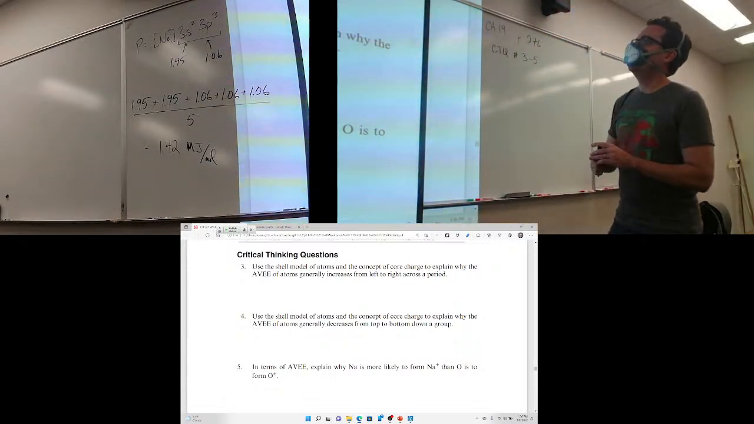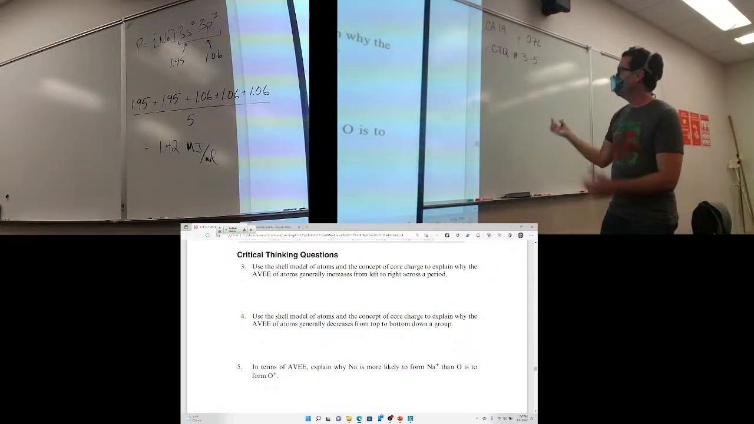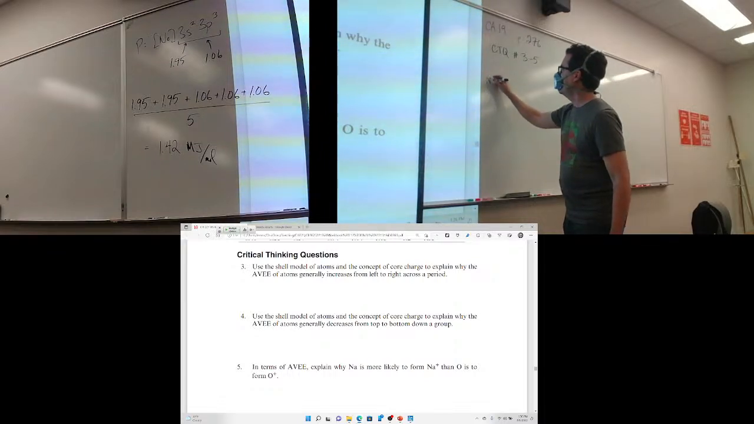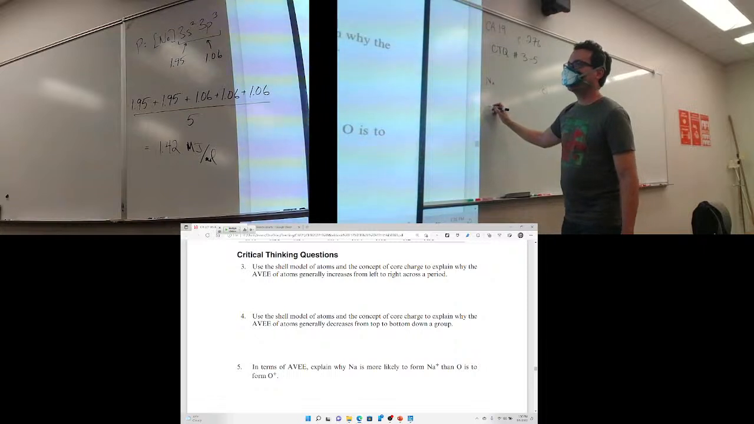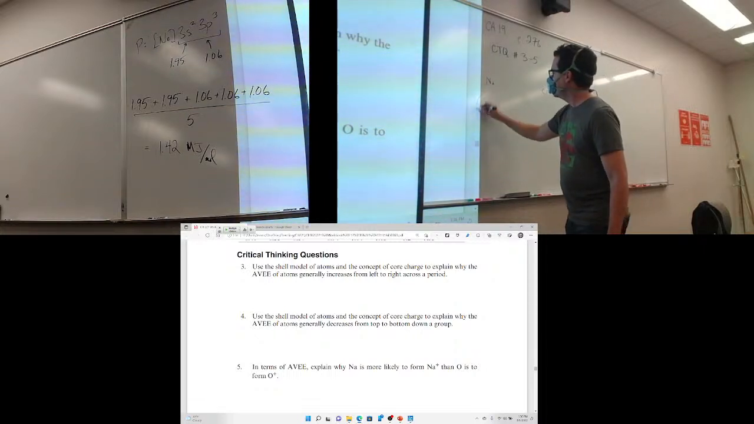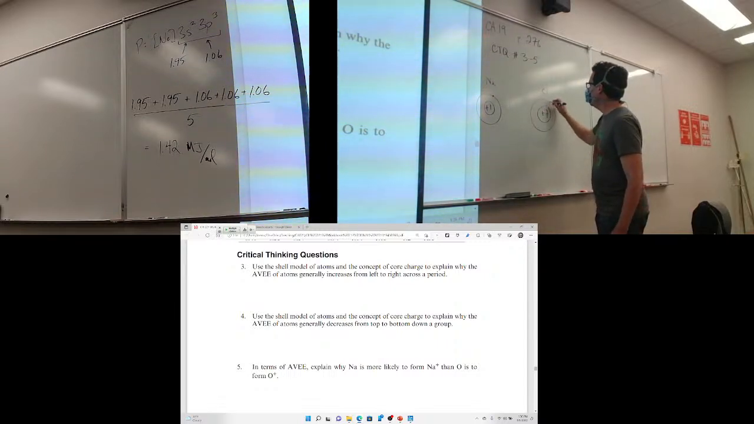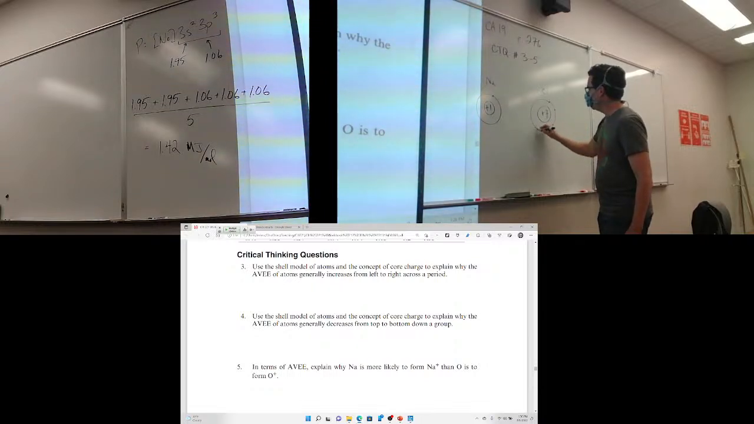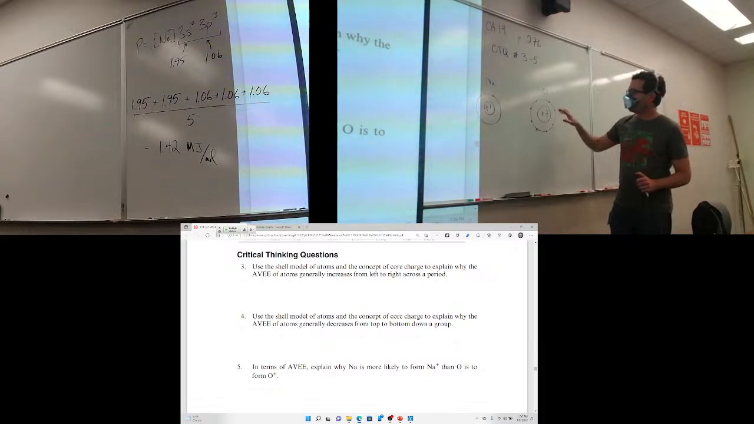So for 3, you would want to use core charge, left to right. So if you compare sodium to chlorine, the core charge of sodium is +1. It's got a single electron. The core charge of chlorine is +7. It's got 7: 3, 4, 5, 6, 7. And the idea is, well, why does this have a higher average valence electron energy?